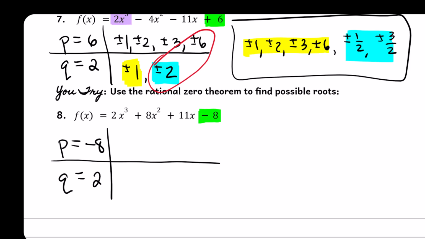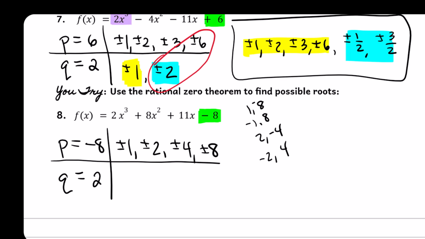Now, a couple things to think about here. To get -8, so I'm just going to generate a list. I could have 1 and -8, or I could have -1 and +8. So again, notice how we have a positive or a negative of each one of those terms. Same thing if I do 2, I can multiply that by -4, or I could do -2 times +4. So I have positives and negatives for each one of those values. So again, we're going to list plus or minus 1, plus or minus 2, plus or minus 4, and plus or minus 8. So that's going to be my list for my constant.